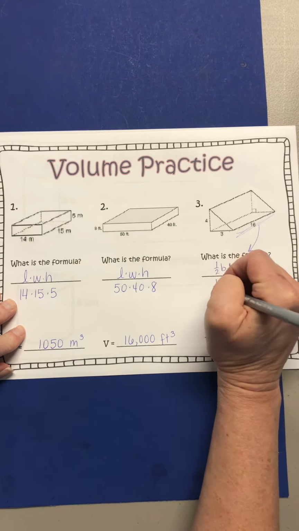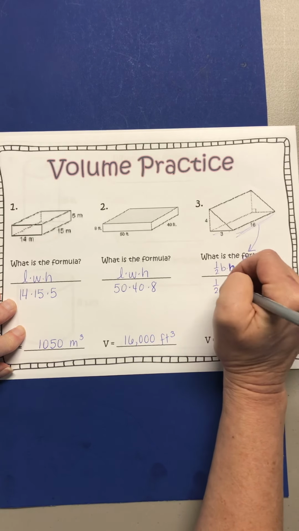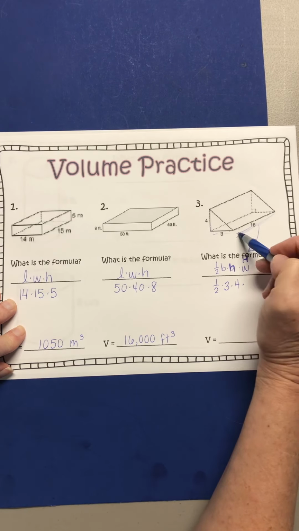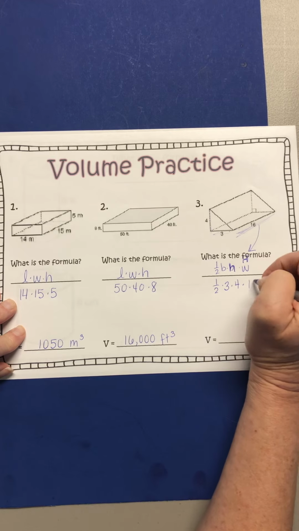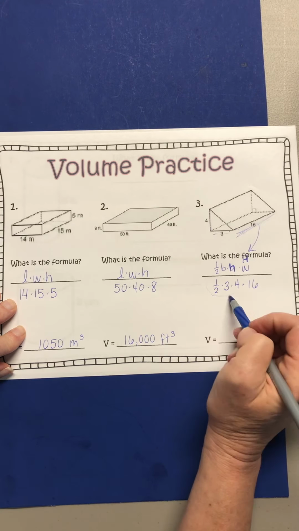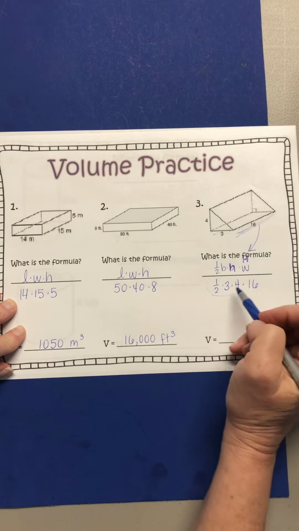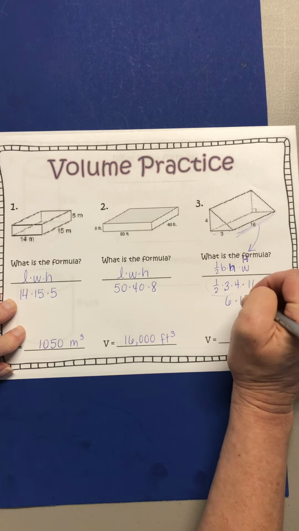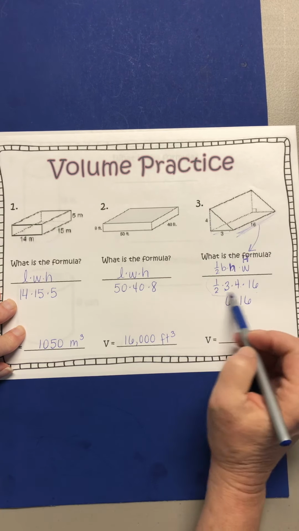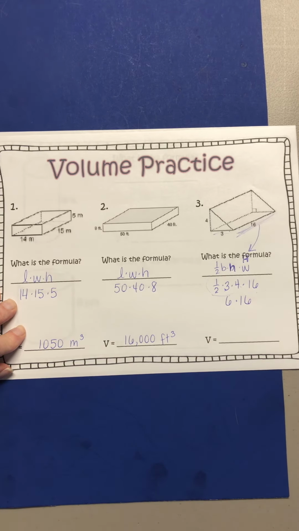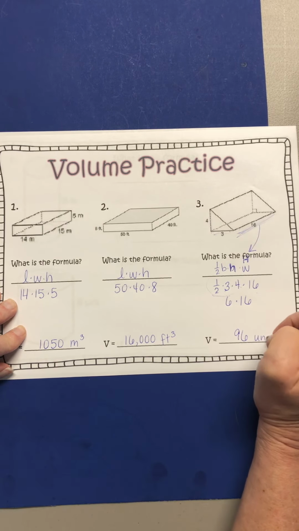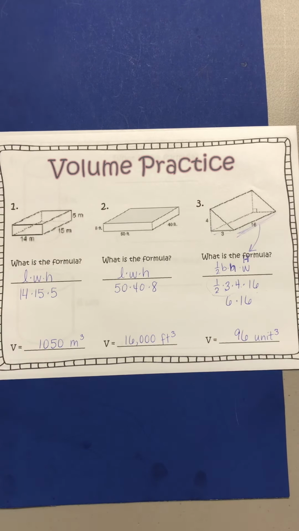So 1/2, the base of my triangle is 3, times the height of my triangle, which is 4, and then times the width, the height of the prism, which is 16. Or you could just do the area of the base and then multiply it by 16. So 3 times 4 gives me 12, half of that is 6, so I could just do 6 times 16. Or if I multiply them all together at the same time, I get the same answer, which is 96. It doesn't give us a unit here, so I'm going to say units cubed. Okay, so that's our third problem.